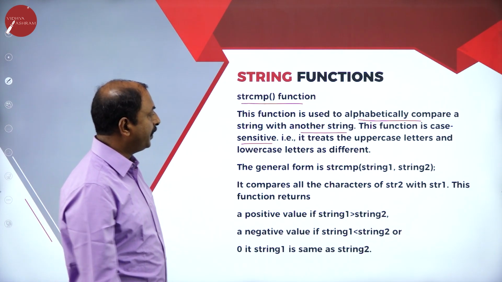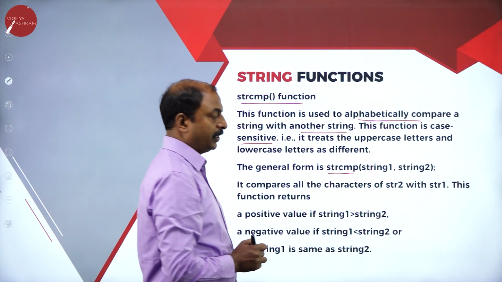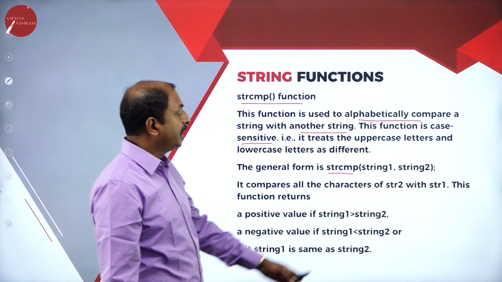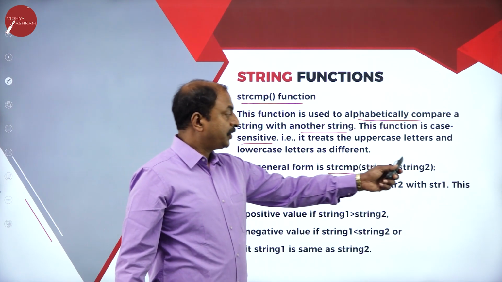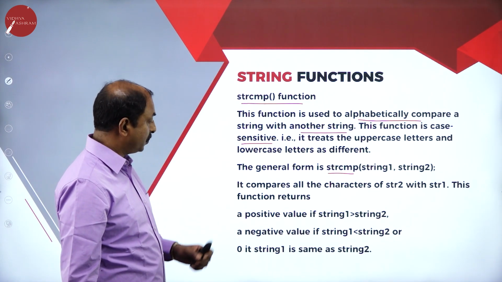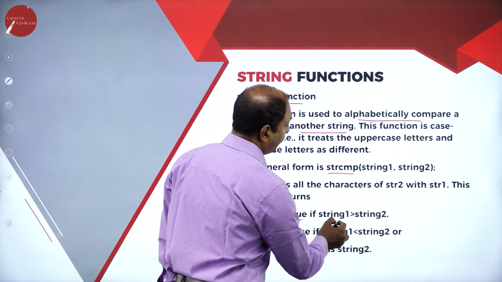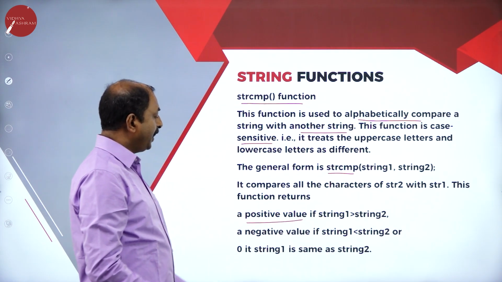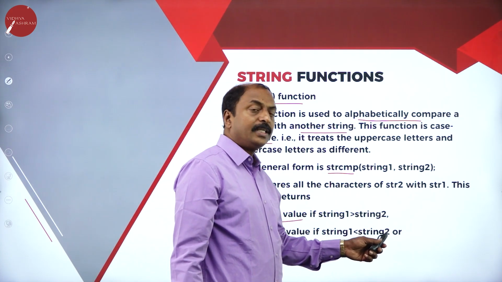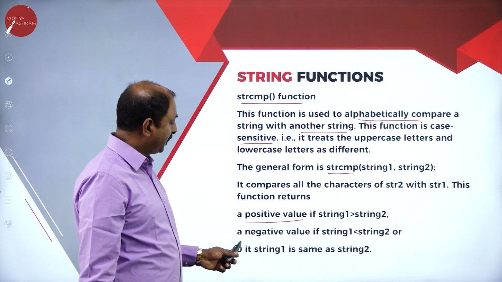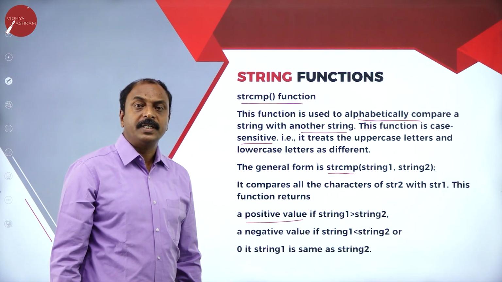And here the general form is strcmp(string 1, string 2); So here we are comparing two strings, string 1, comma, string 2. When you compare these two, it results as follows. One is it results in a positive value if string 1 is greater than string 2. If the result is a negative value, it means that string 1 is less than string 2. If the result is 0, then string 1 is the same as, or equal to, string 2.